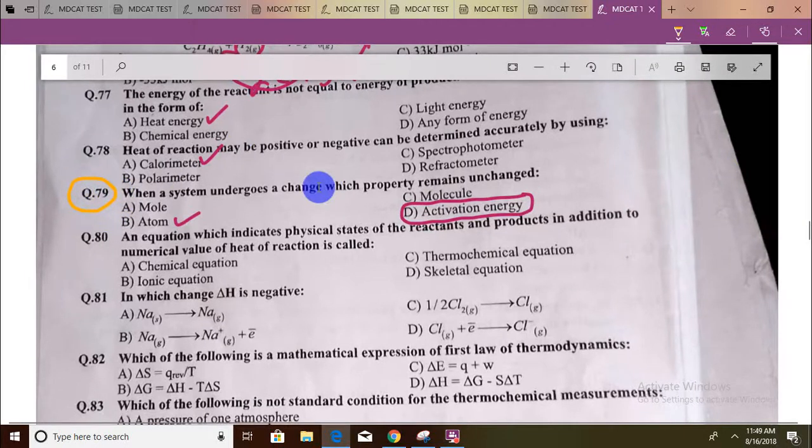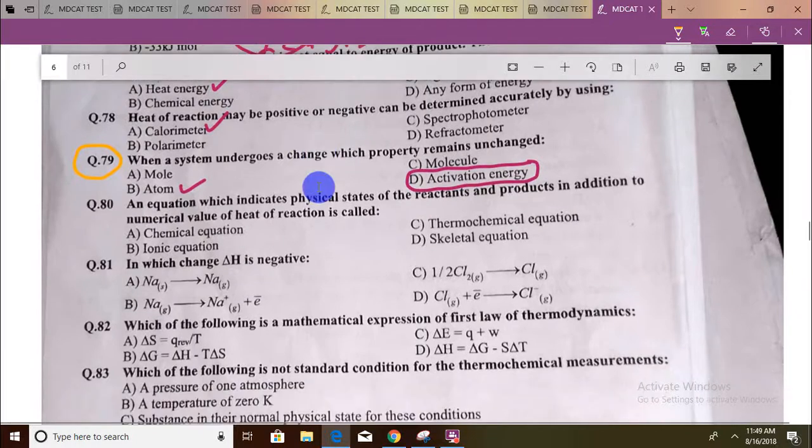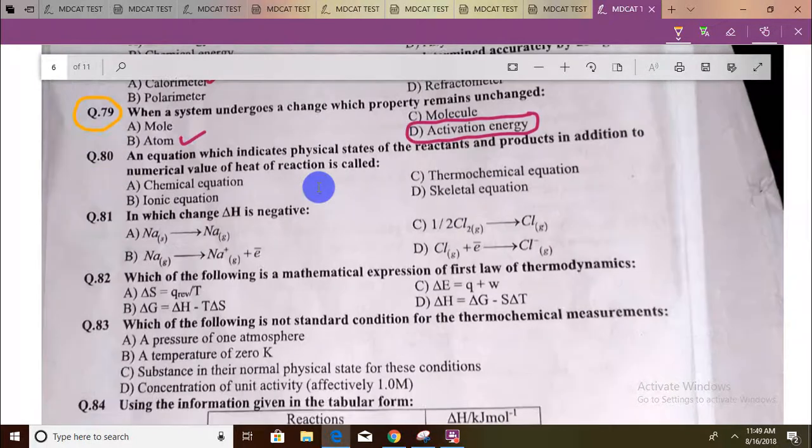An equation which indicates the physical states of the reactants and products in addition to the numerical value of the heat of reaction is called, so both the physical states and the numerical value of the heat, that will be a thermochemical equation. So in which case the delta H is negative. Now this is the atomization. The atomization values are always positive.